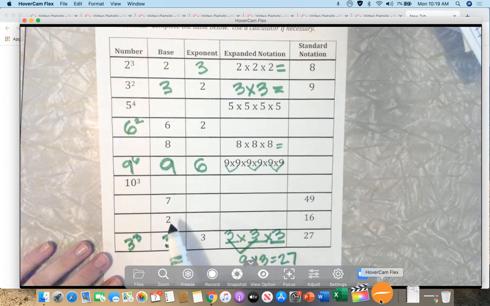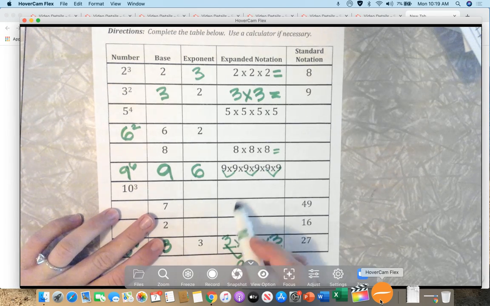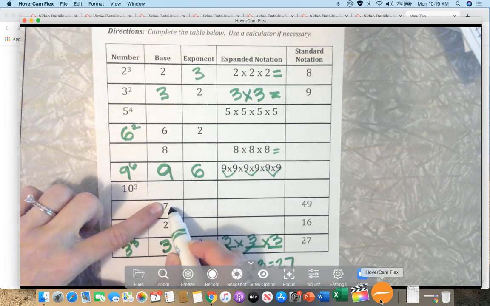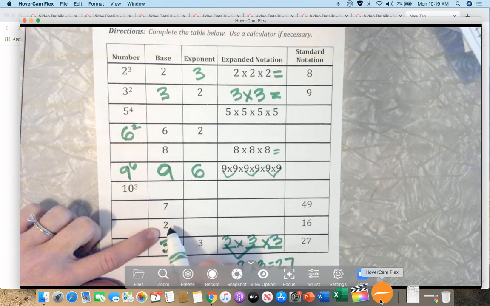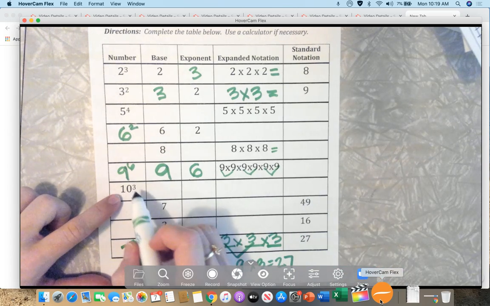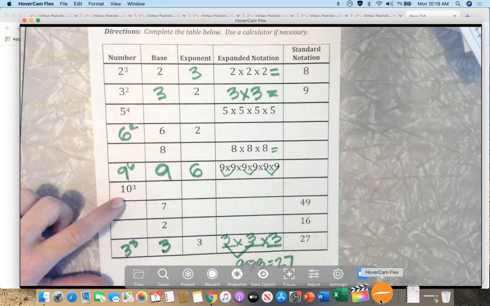So look at 7 and 2. They give you the base, but you need to figure out how many times you need to multiply 7 by itself to get 49. How many times do you need to multiply 2 by itself to get 16? Okay, and on this one, it's 10 to the third. So you have your base, your exponent, write it out and solve.